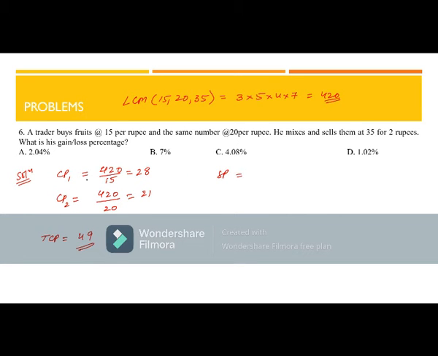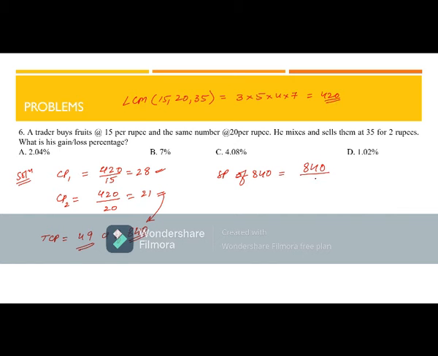What is selling price? Now 49 rupees is the cost price of how many apples? 49 rupees is the total cost price of 840 apples, not 420 apples. It is the cost price of 840 apples. 420 apples from here, 420 apples from here. So total it is 840 apples. So now we have to find the selling price of 840 apples.